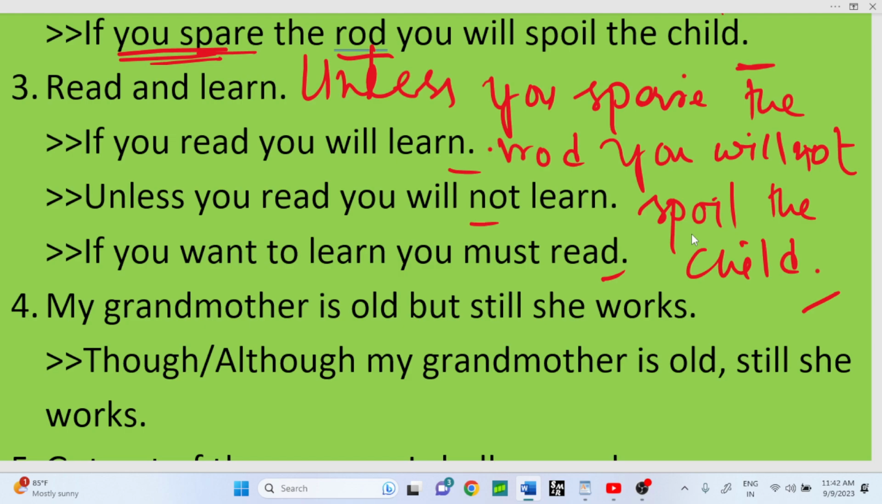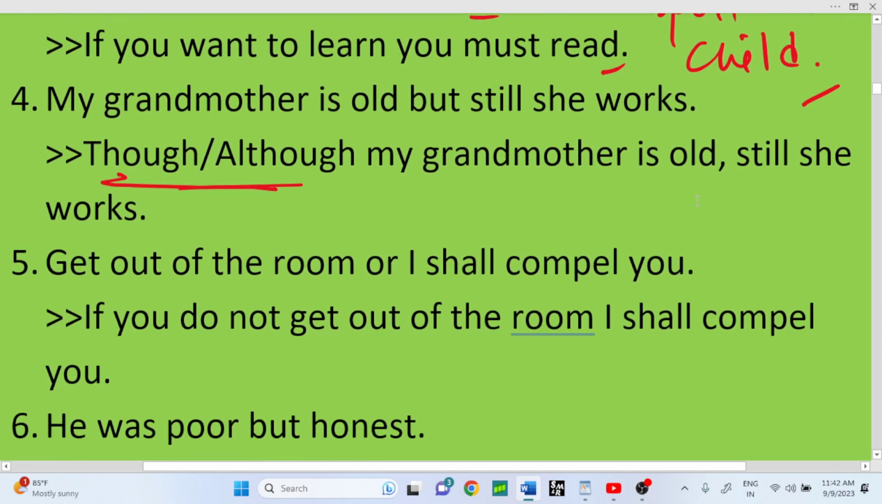My grandmother is old, but still she works. Though and although, that's when contrast of adverbial clause. My grandmother is old, but still she works. Though or although my grandmother is old, still she works.